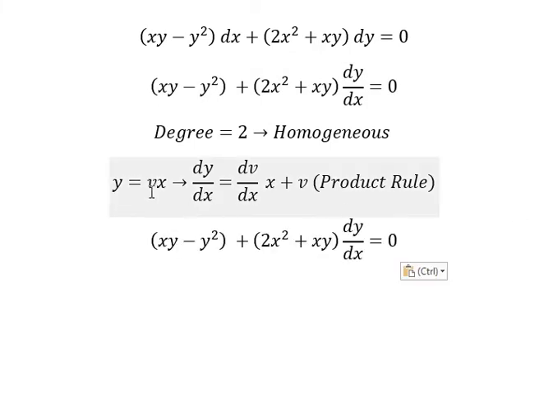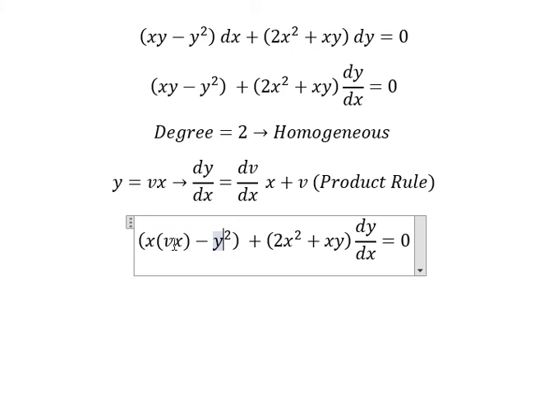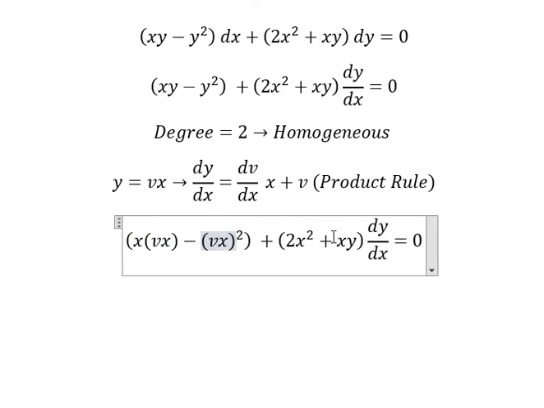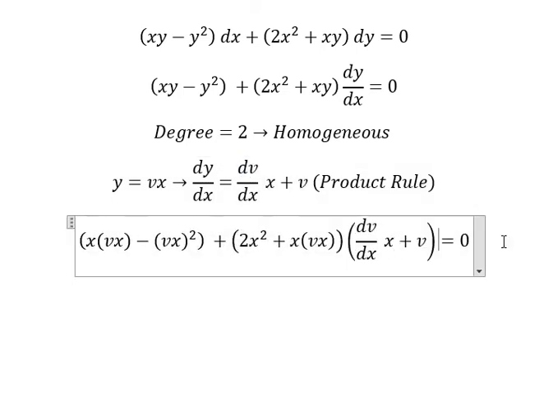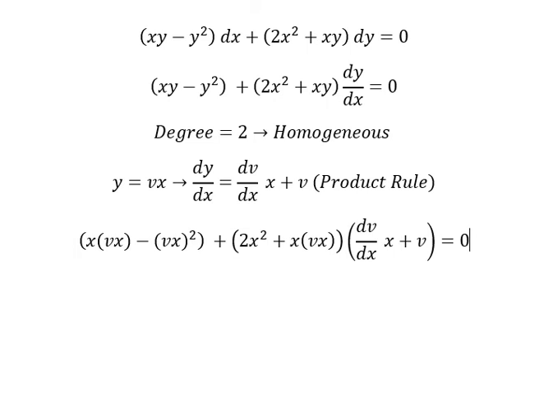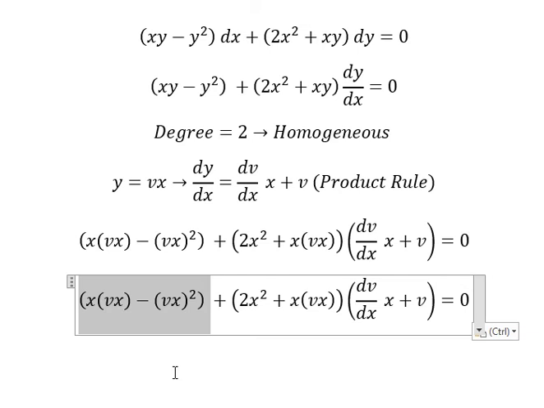So y we need to change by vs. This one we change by this one. So we need to simplify s squared for the both sides, and we have like this.